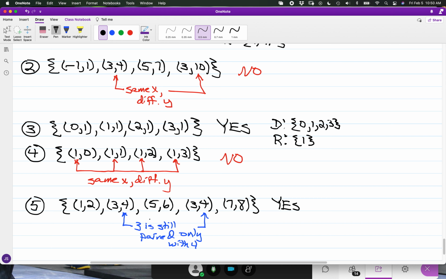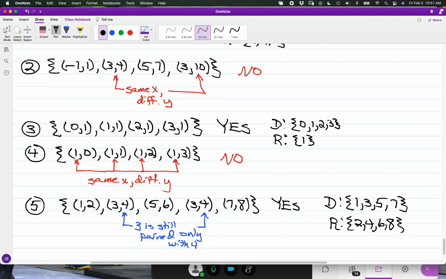And for this last case, for the domain, we've got the x values: 1, 3, 5. 3 is already in the mix in spite of repeating, and then we have the number 7. Now as for the range, you've got 2, 4, 6. Again, 4 is already present. And we have finally the number 8.